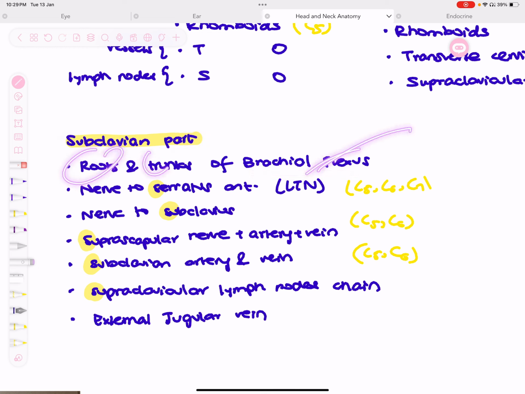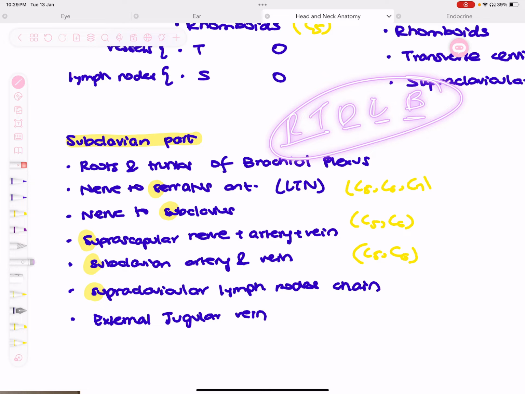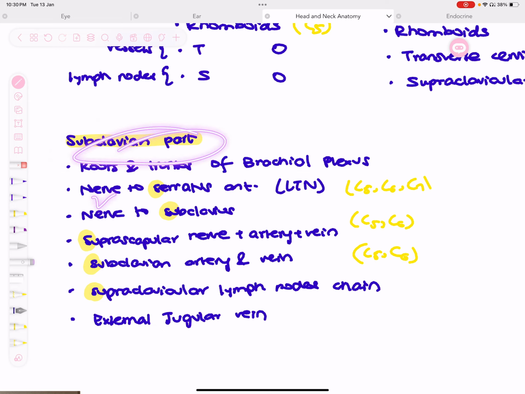And it has roots and trunks. Remember, brachial plexus has roots, trunks, divisions, cords, and branches. So the first two things, roots and trunks, are present in the subclavian part, the root and trunks of the brachial plexus. Then, because this is the initial part, from this region your brachial plexus is going to initiate.